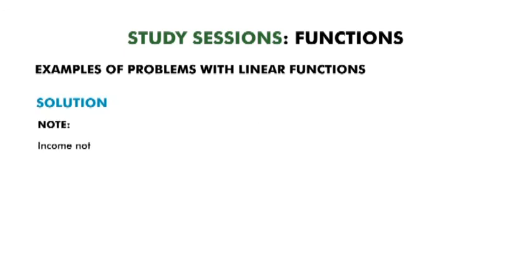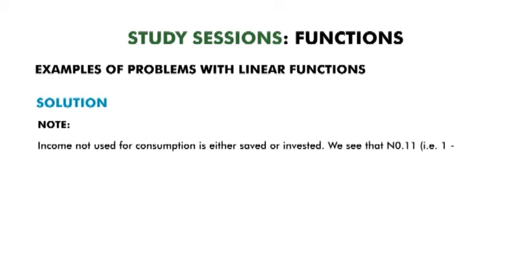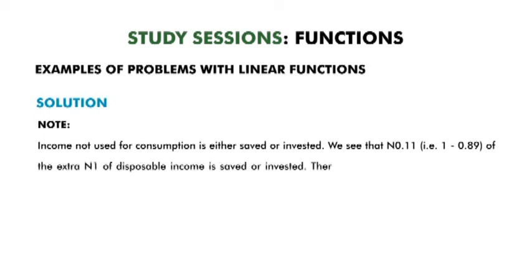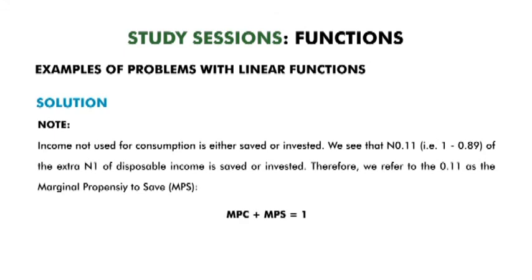Note, income not used for consumption is either saved or invested. We see then that 0.11 naira, that is 1 minus 0.89, of the extra 1 naira of disposable income is saved or invested. Therefore, we refer to the 0.11 as the marginal propensity to save, MPS. MPC plus MPS equals 1. MPS equals 1 minus MPC.